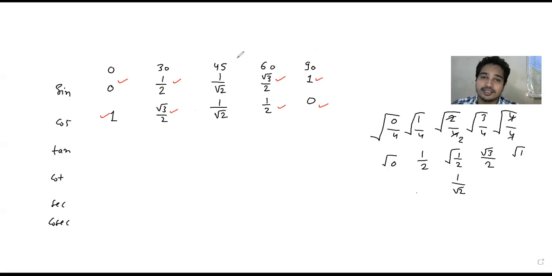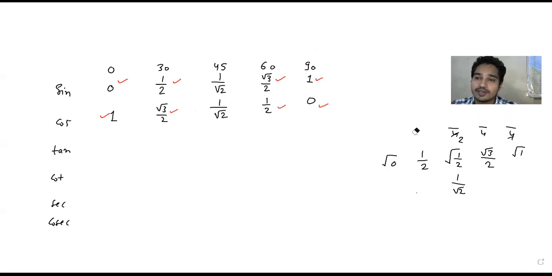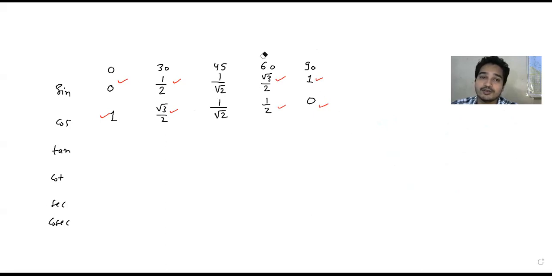Okay, nice. Now we have to calculate the value of tan and cot. Okay, and the simple thing is that tan is sine upon cos. Tan is sine upon cos. Okay, this is a trigonometric formula. Tan theta is equal to sine theta upon cos theta. So you have to divide. How you have to divide? Sine and cos value. If you want to calculate tan 0, you will divide 0 by 1. When you will divide 0 by 1, you will get 0.